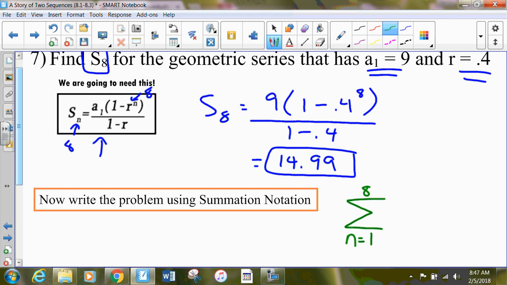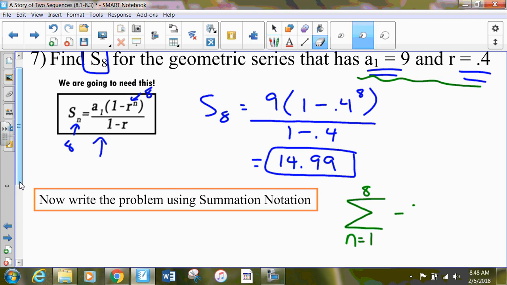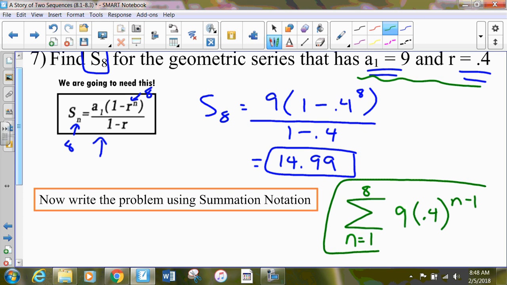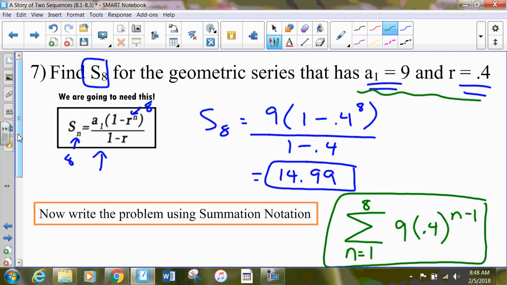And then after the sigma, we tell the reader what sequence we're dealing with. And we don't give this information the way we're given it up here, we give it in formula form. So our formula is a sub 1 is 9, and r is 0.4 to the n minus 1. So the cool thing is when somebody sees this, it's exactly saying the same thing as all of this.